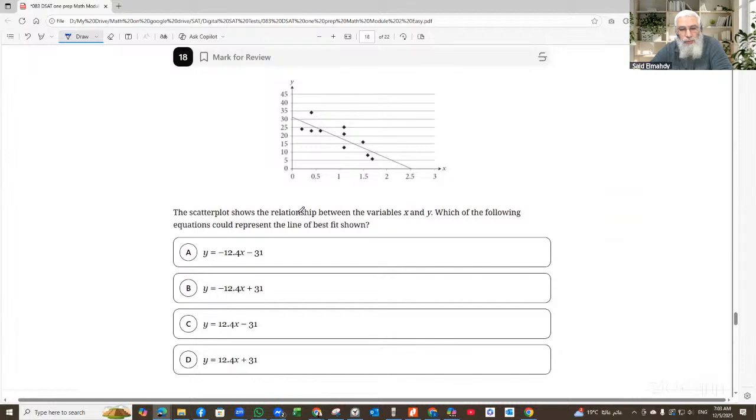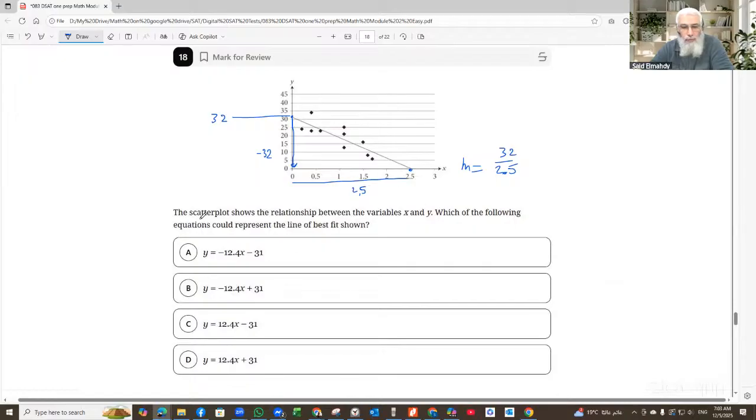The scatter plot shows the relationship between the variables x and y. Which of the following equations could represent the line of best fit? So the line of best fit starts at approximately 32 and decreases at a rate of negative 32 divided by 2.5. The run is 2.5. So 32 divided by 2.5 is the slope, which is a very small number.